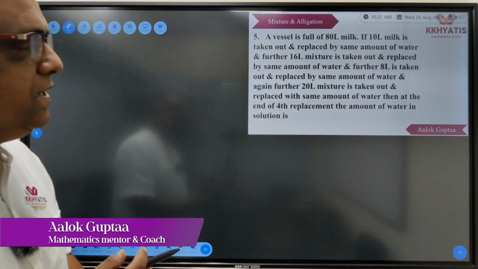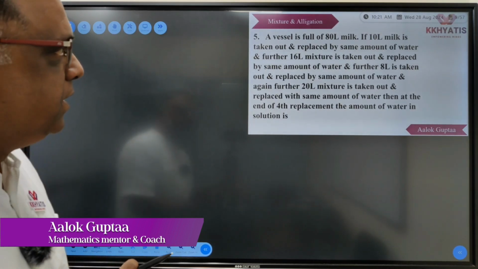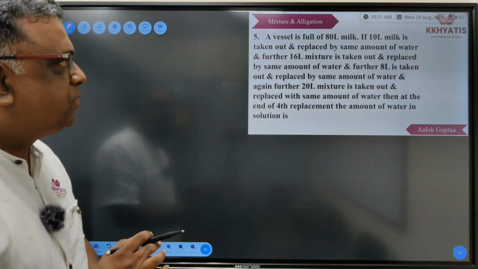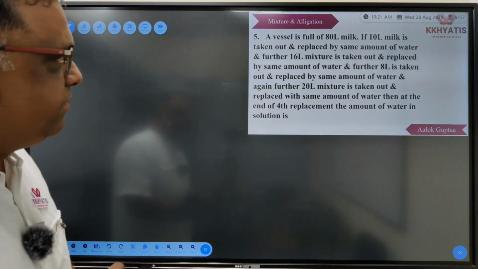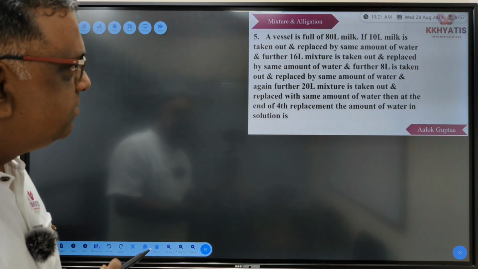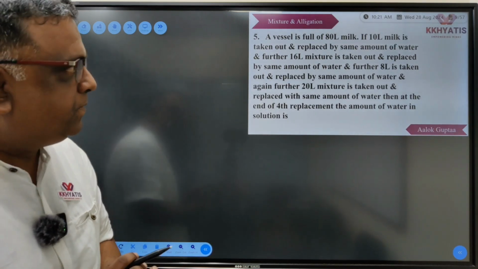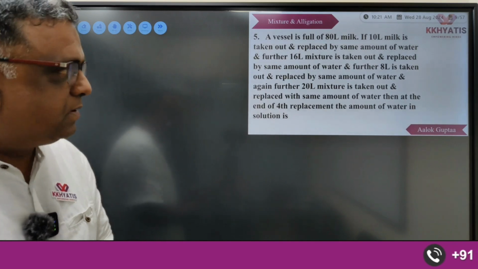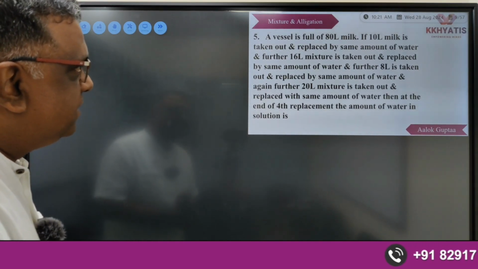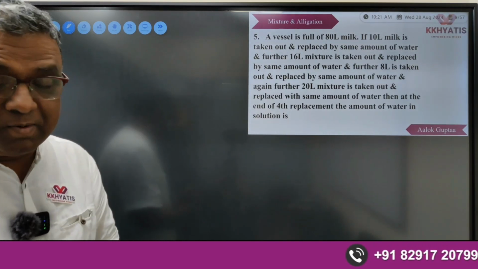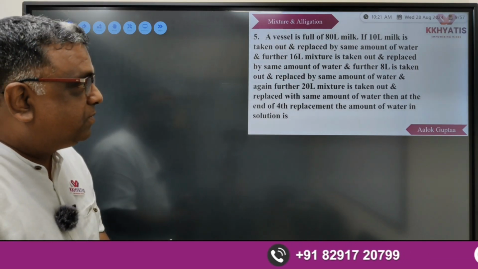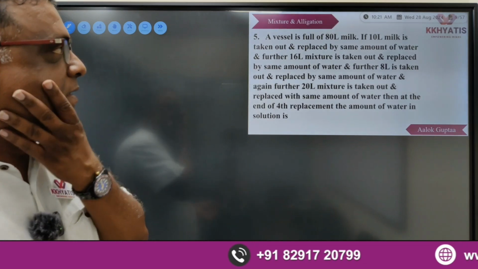A vessel is full of 80 liters of milk. If 10 liters of milk is taken out and replaced by the same amount of water, and further 16 liters is taken out and replaced by the same amount of water, and further 8 liters is taken out and replaced by the same amount of water, and again further 20 liters is taken out and replaced with the same amount of water, then at the end of the fourth replacement, the amount of water in the solution is.